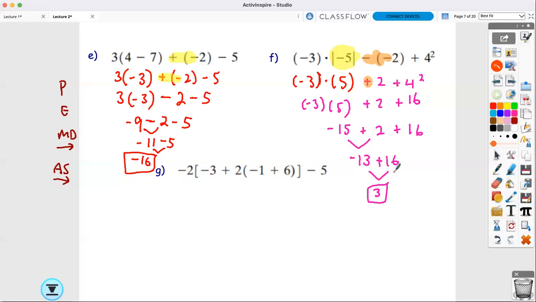All right, we're on G. -2 bracket -3 plus 2 parentheses -1 plus 6 parentheses bracket -5. If you're doing PEMDAS, which parentheses will we do first? The parentheses or the bracket, class? The inside or the outside? The parentheses. We're going to mess with this one first. -1 plus 6. You owe the bank $1, but you give them 6. So now you have $5. I'm going to bring everything else down.